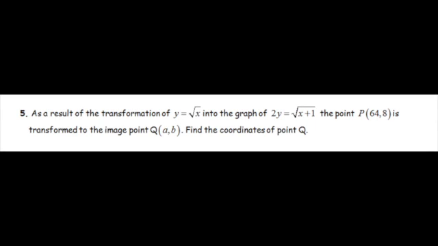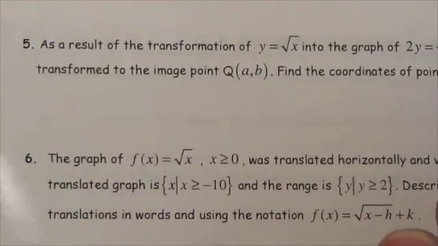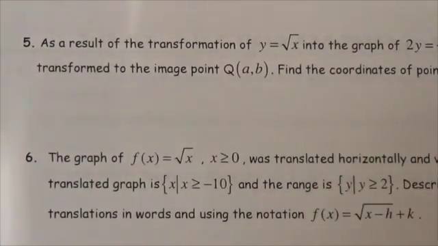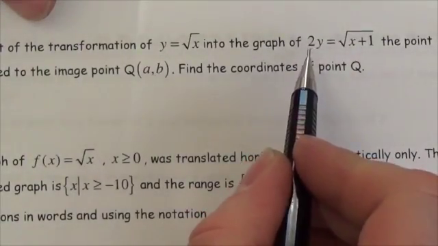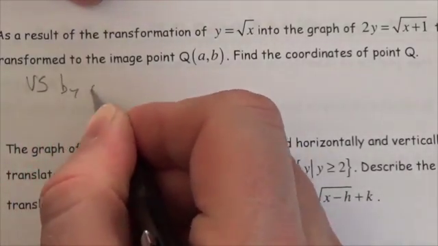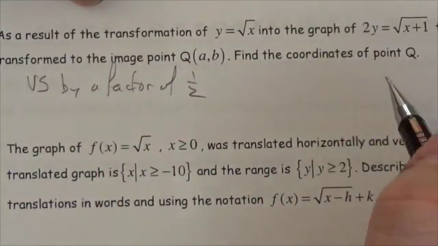As a result of the transformation of y equals the square root of x into the graph of 2y equals the square root of x plus 1, the point P (64, 8) is transformed to the image point Q (a, b). Find the coordinates of point Q. Right, so this question is nothing different than what we've seen earlier in this chapter. It's just happening to a radical function. So if we take a quick look at the function, I've replaced y with 2y. Now that means a vertical stretch by a factor of 1/2, because I'd have to divide by 2 to get that over.